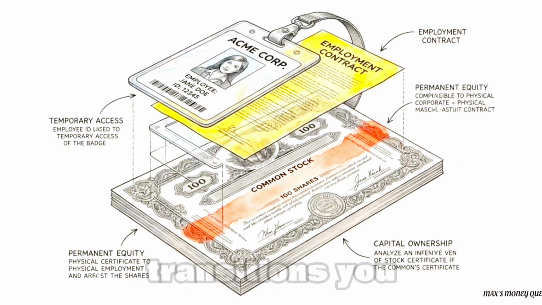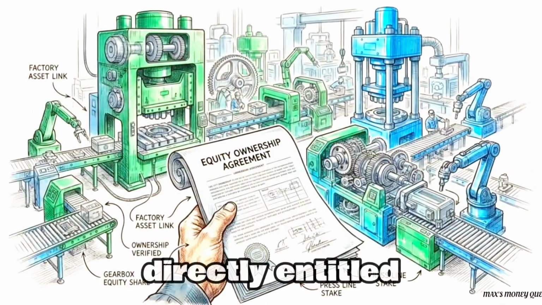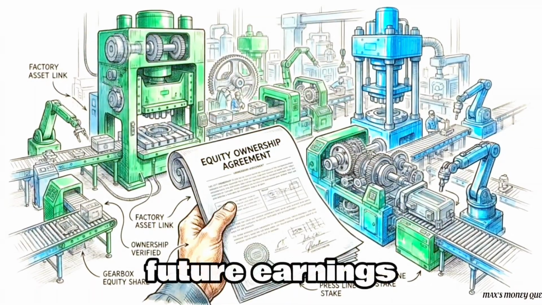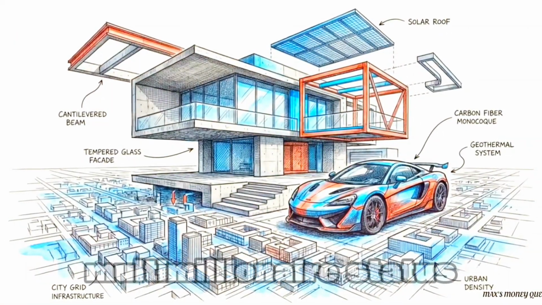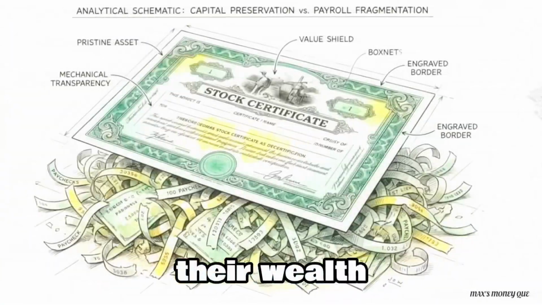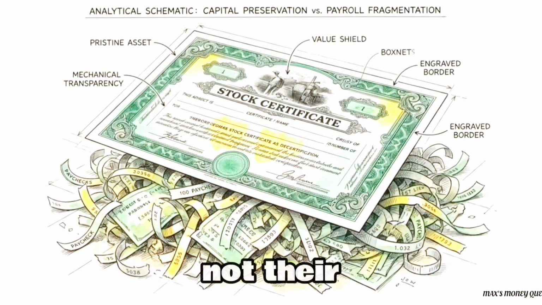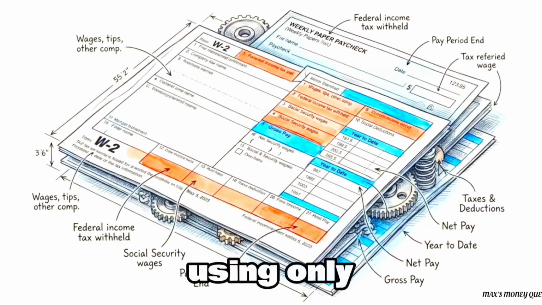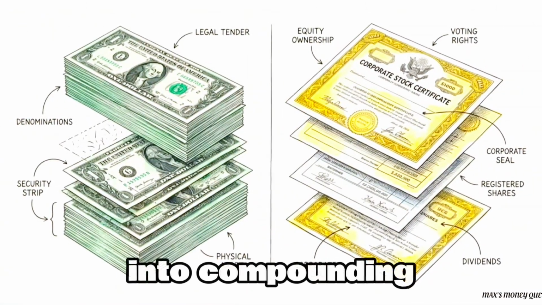Acquiring shares of stock transitions you from an employee into a partial owner. You become directly entitled to a compounding share of that firm's physical assets and its future earnings. As the structural foundation of the tech sector rapidly expanded, an entire generation of workers achieved multi-millionaire status. Their wealth was generated strictly through the appreciation of their equity ownership, not their biweekly paychecks. You cannot save your way to extreme wealth using only a salary. You must eventually convert your surplus capital into compounding equity.